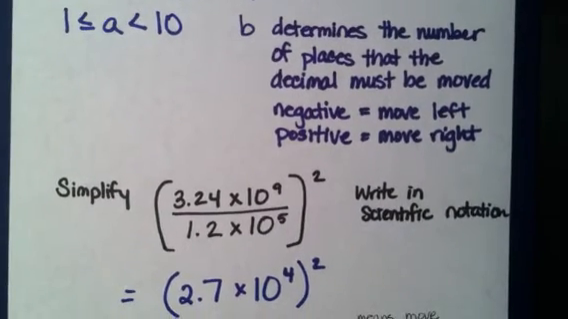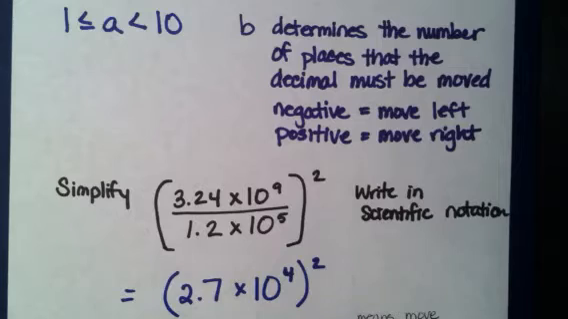Okay, first we're going to do inside the parentheses. We're going to use PEMDAS, so solve inside parentheses first and then do exponents. So we divide 3.24 by 1.2 and we get 2.7. Using our quotient of a power property, we have 10 to the 9th divided by 10 to the 5th. So 9 minus 5 is 4, so it's 10 to the 4th power.